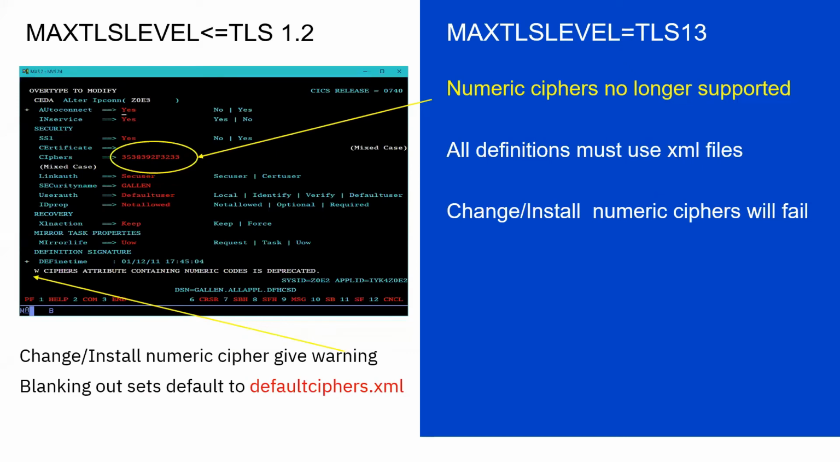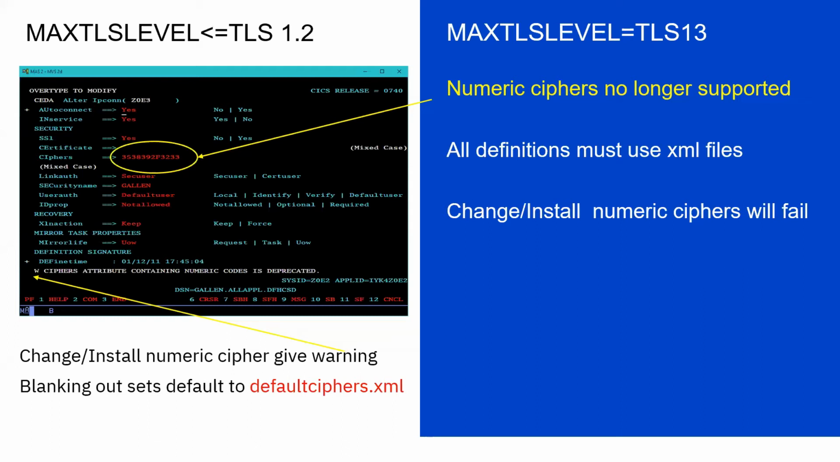Clearly, there's obviously a migration activity for customers who haven't already converted to cipher files. Therefore, to ensure that an upgrade to TLS open beta won't break anything, the maximum TLS level defaults to 1.2 rather than our traditional defaulting to the highest level, so that it doesn't break those of you that are using numeric ciphers. We've got a clear migration path that's documented in the Knowledge Center, but I'll give you a few bits of information from that.